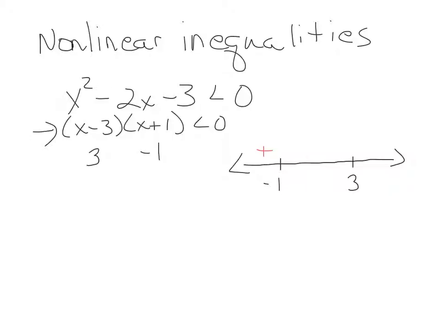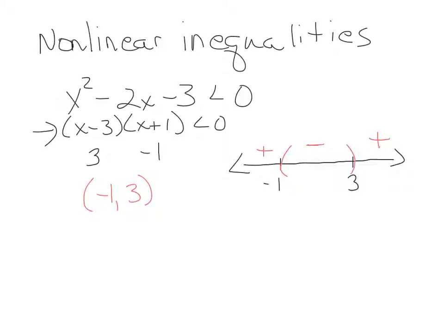A negative. Okay, now let's look at something in the next interval, greater than 3. If we do a 4, we're going to have 4 minus 3, which is positive, and 4 plus 1 is positive, so a positive times a positive is positive. So what interval gives me negative values, values less than 0? Between here and here. So the solution set is negative 1 to 3.